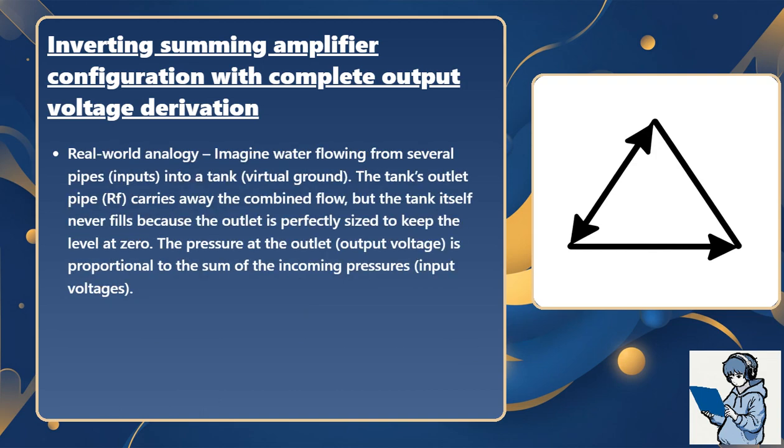Real-world analogy: imagine water flowing from several pipes (inputs) into a tank (virtual ground). The tank's outlet pipe (Rf) carries away the combined flow, but the tank itself never fills because the outlet is perfectly sized to keep the level at 0. The pressure at the outlet, the output voltage, is proportional to the sum of the incoming pressures, the input voltages.